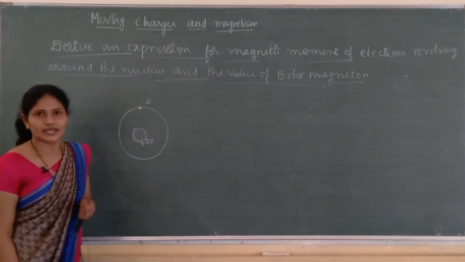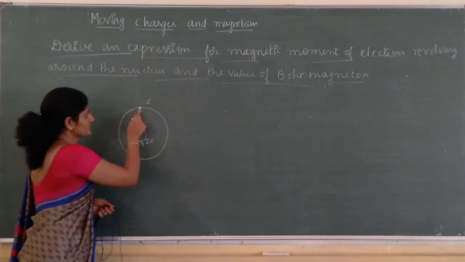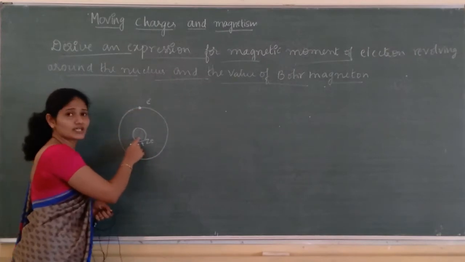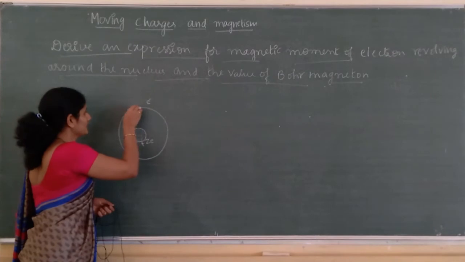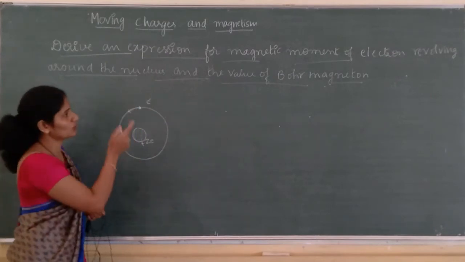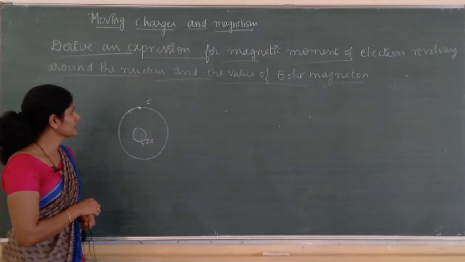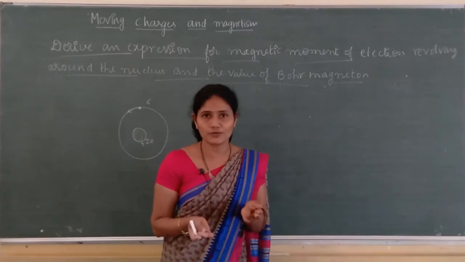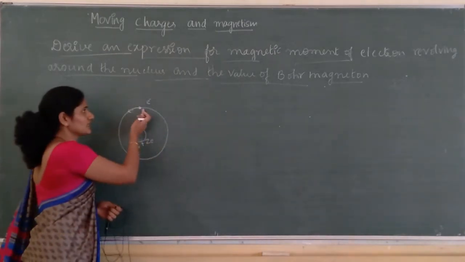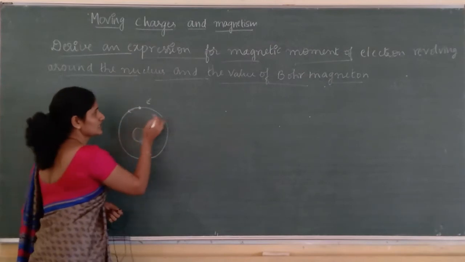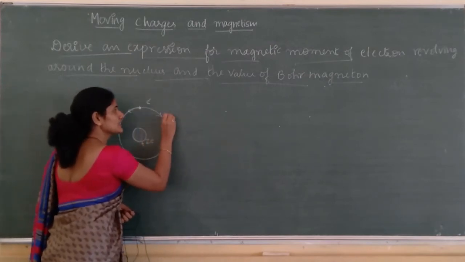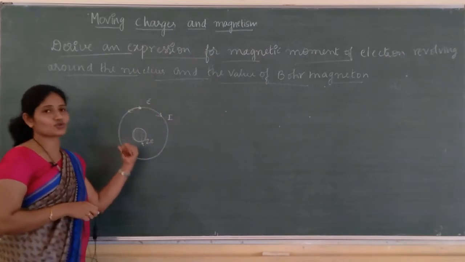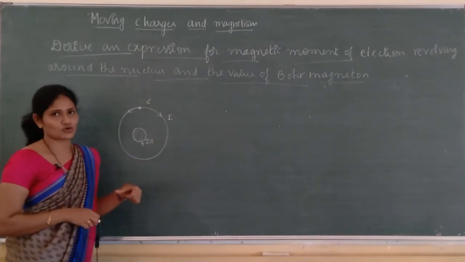Electron is a negatively charged particle. So, this is one electron, and this electron is revolving around this nucleus. So, it is moving like this in anti-clockwise direction. We know that the motion of electrons and the direction of current are opposite to each other. If electron is moving in this direction, then the current is in the opposite direction. That is, this is the direction of current and this is the direction of motion of electron.